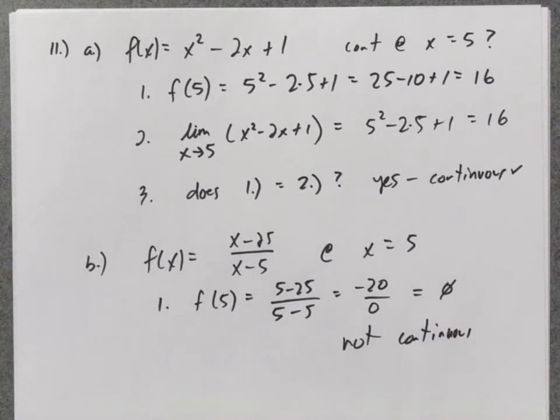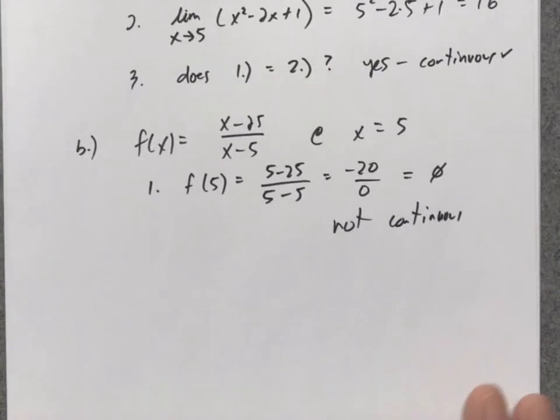All right, so that happens sometimes where you're going to go through the process, but at some point when something like this happens, you can stop and say there's no reason to do the rest of it because it's not going to matter. Now let's look at C.